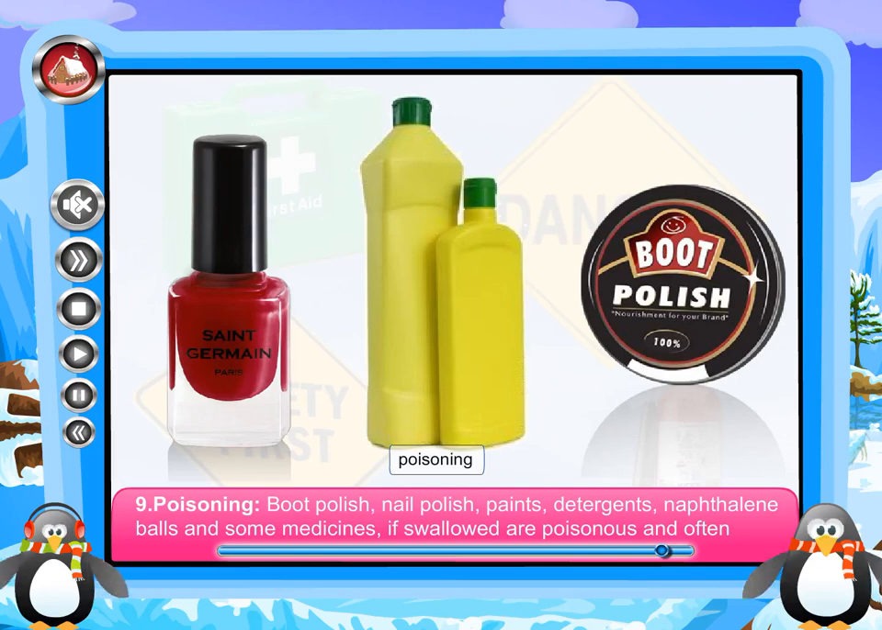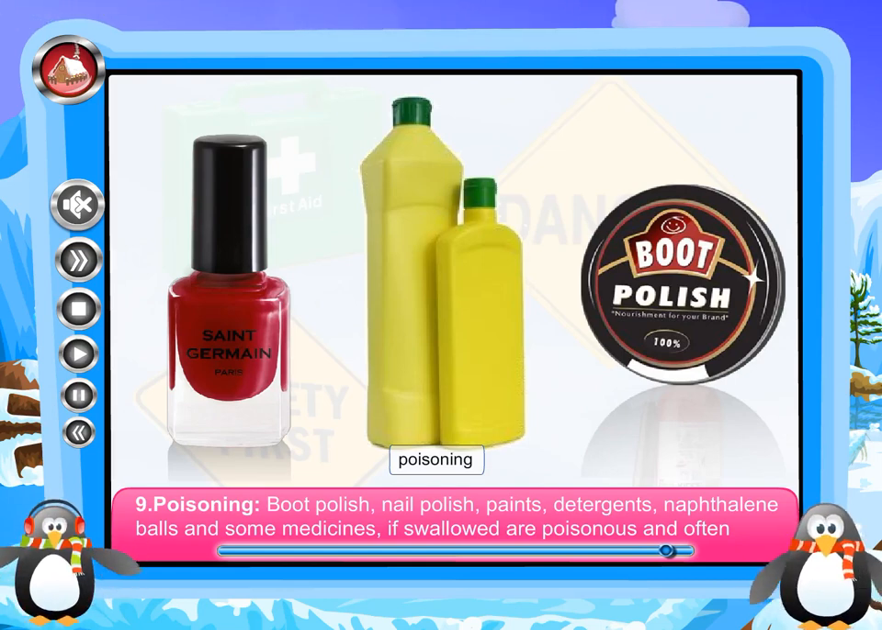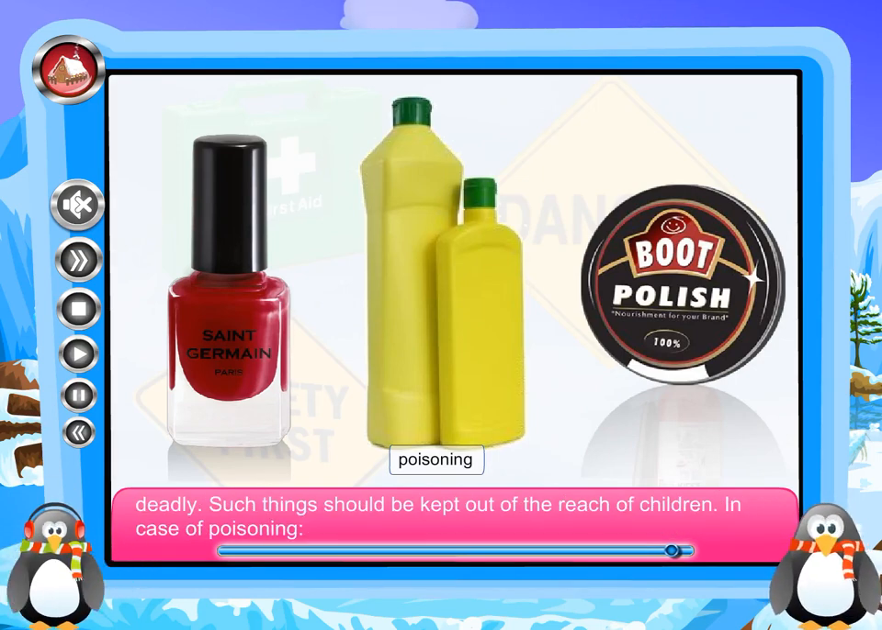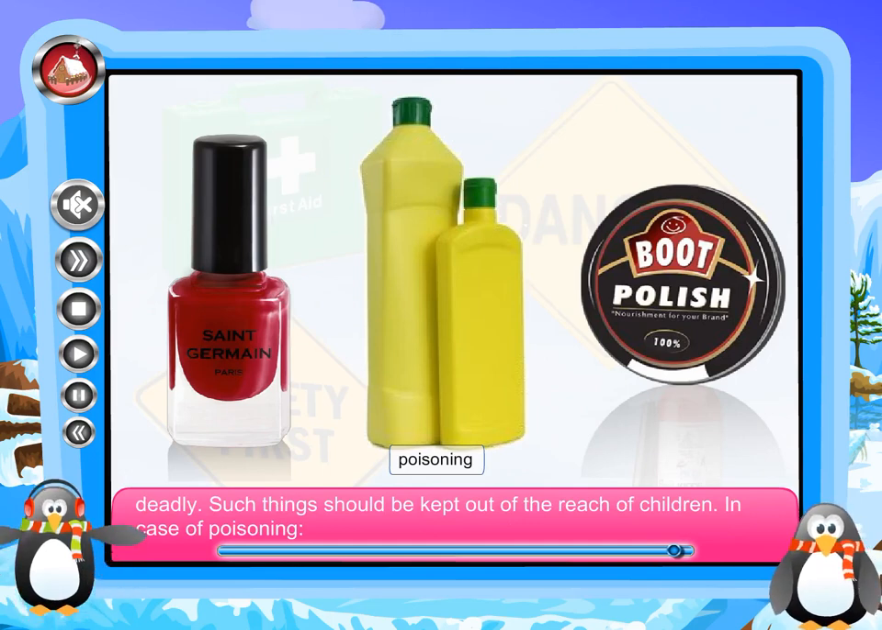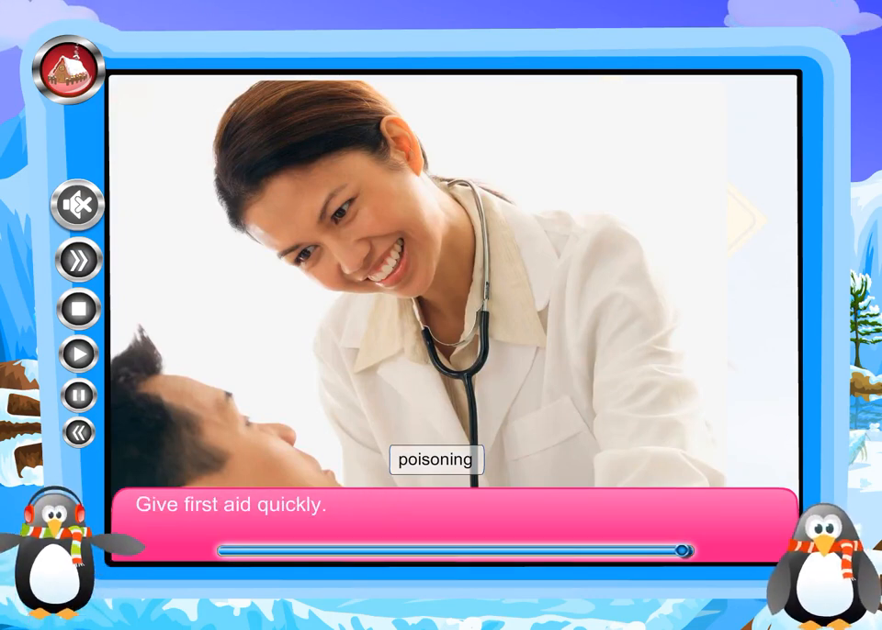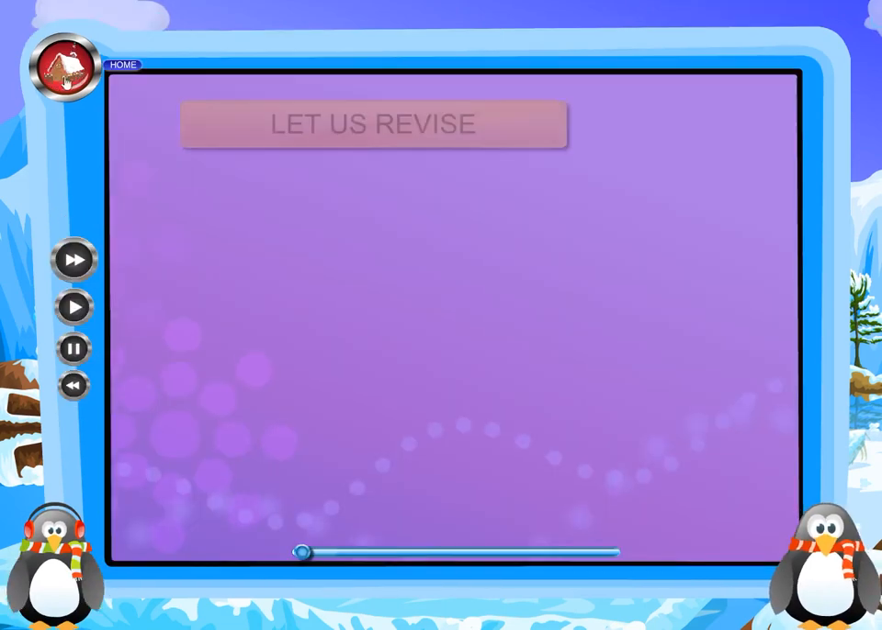Poisoning. Boot polish, nail polish, paints, detergents, naphthalene balls and some medicines, if swallowed, are poisonous and often deadly. Such things should be kept out of the reach of children. In case of poisoning, try to make the victim vomit. Rush the victim to a doctor. Give first aid quickly. Let us revise.